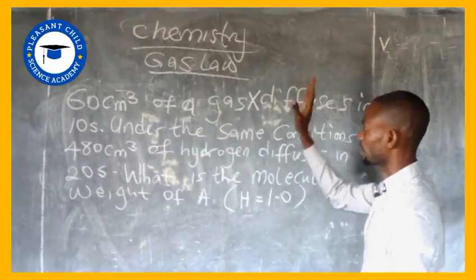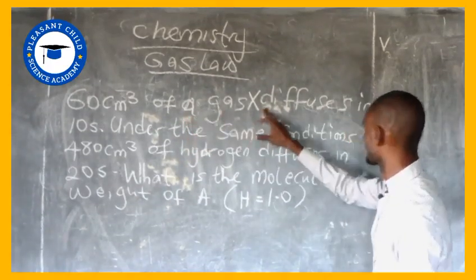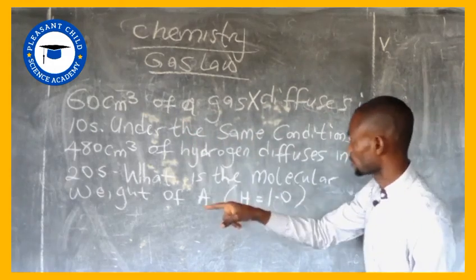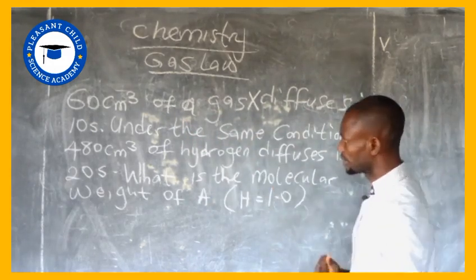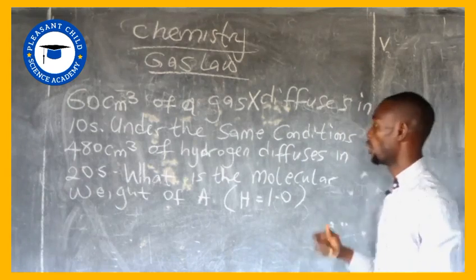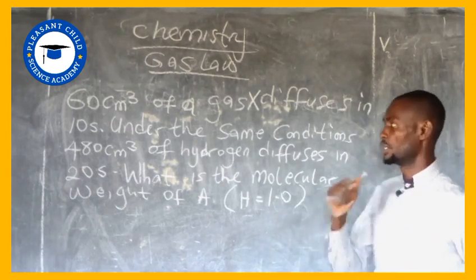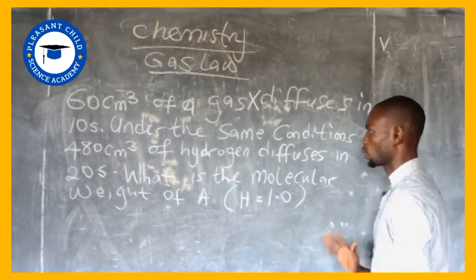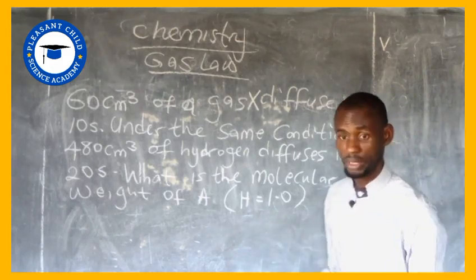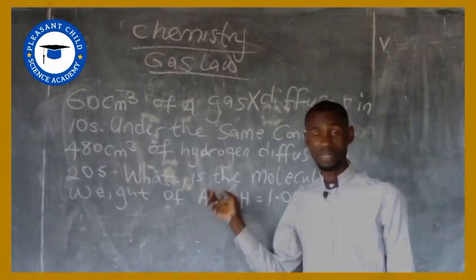50 cm³ of a gas X diffuses in 10 seconds under the same conditions. 480 cm³ of hydrogen gas diffuses in 20 seconds. What is the molecular weight of X? We mean, what's the molecular mass of gas X?